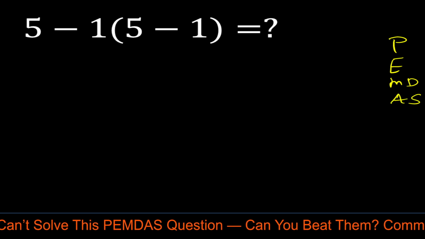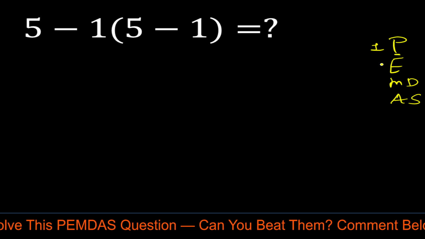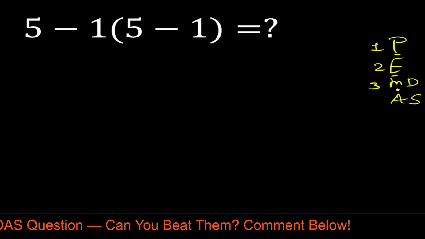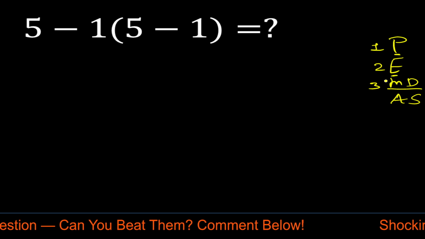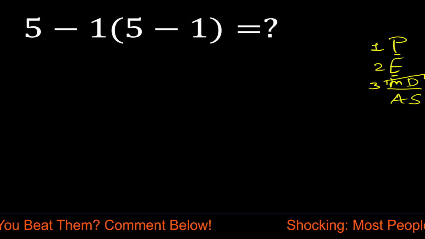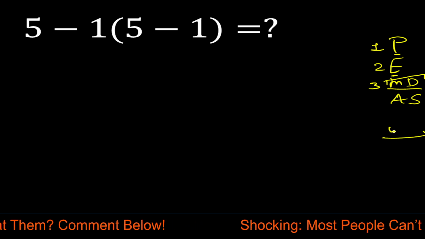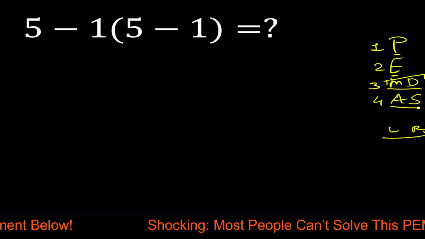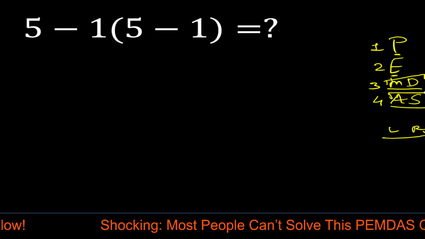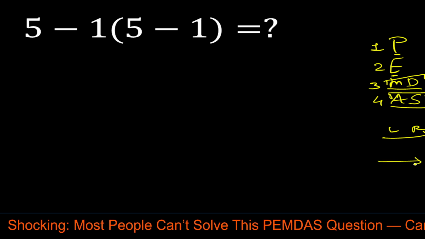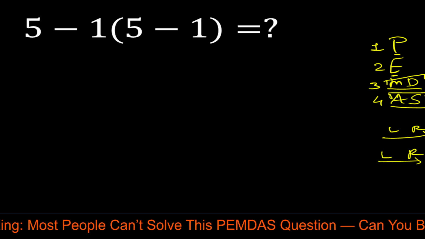According to the PEMDAS rule, first priority is parentheses, then second priority is exponents, then third priority is multiplication and division. Here multiplication and division both have equal priority, so we have to solve it from left to right. And fourth and last priority is addition and subtraction. Also addition and subtraction both have equal priority, so we have to solve it from left to right.